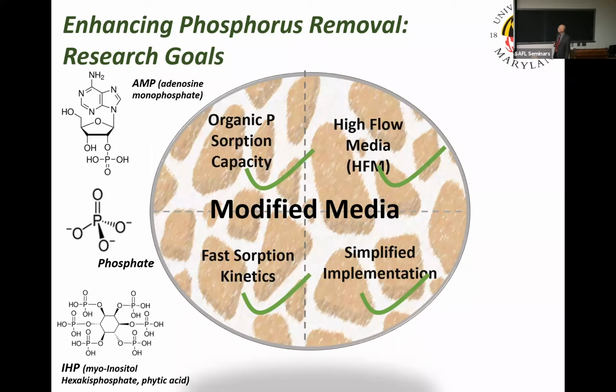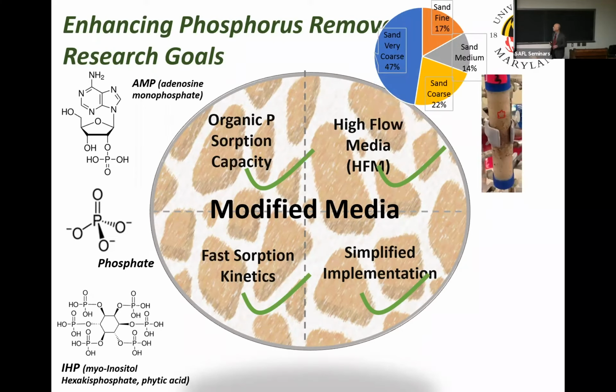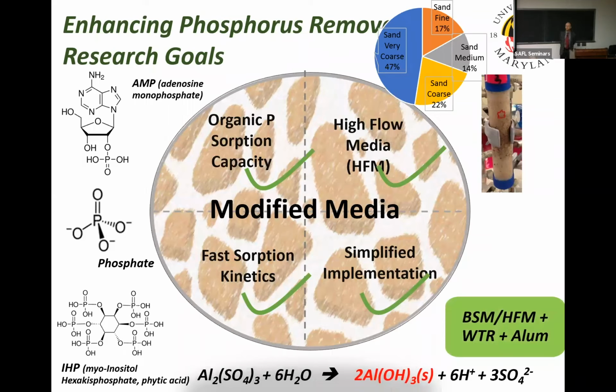So we've done some work with a couple of organic phosphorus compounds in addition to phosphate. We've prepared a high flow media, which is really nothing more than a coarse sand mixture. But this matches some of the specifications of high flow media that have gone into some stormwater control measures locally. And then we tried to develop a simple implementation, kind of a one-pot mixture that maybe a contractor could put together. So in addition to the water treatment residual, we looked at alum directly as a chemical addition, and also a partially hydrolyzed alumina as a chemical addition.